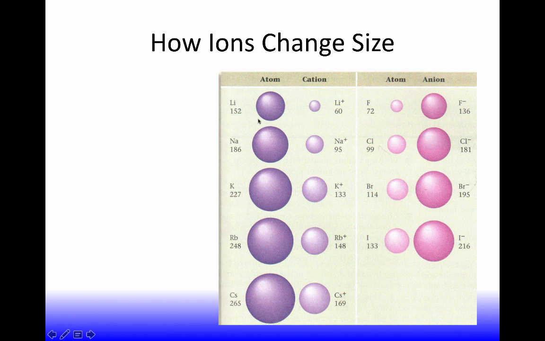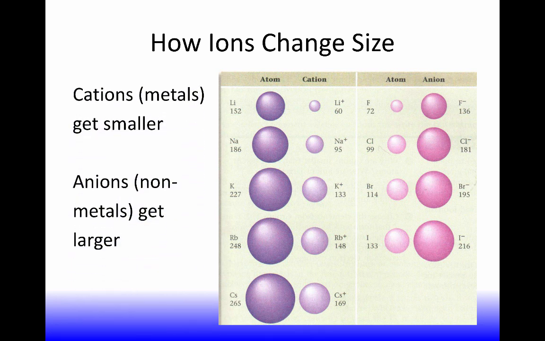So in all cases, when you lose electrons, metal ions get smaller. Now think about the opposite. When you've got nonmetals, they're, again, balanced with electrons and protons, but when they gain an electron, now there's an excess negative charge, and so the protons can't hold the electrons as closely, so the ions get bigger. So cations, metals, get smaller, anions, nonmetals, get larger.